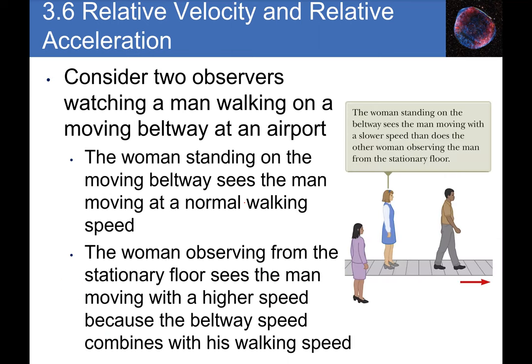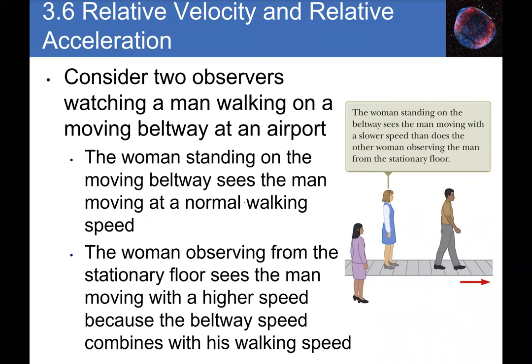Excuse me. So that's kind of what we have. That means there is no such thing as absolute position, and there is no such thing as absolute motion, let's say absolute velocity. For example, consider two observers watching a man walking on a moving beltway at an airport.